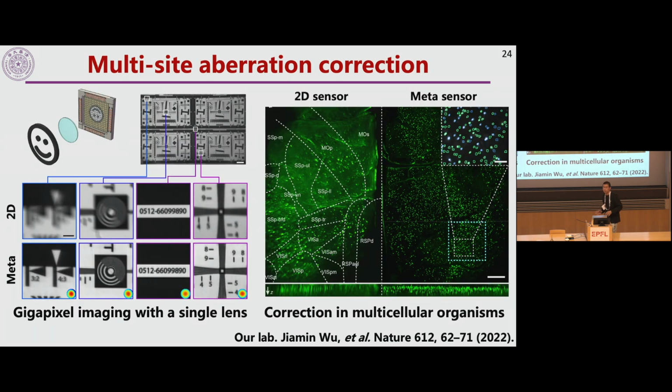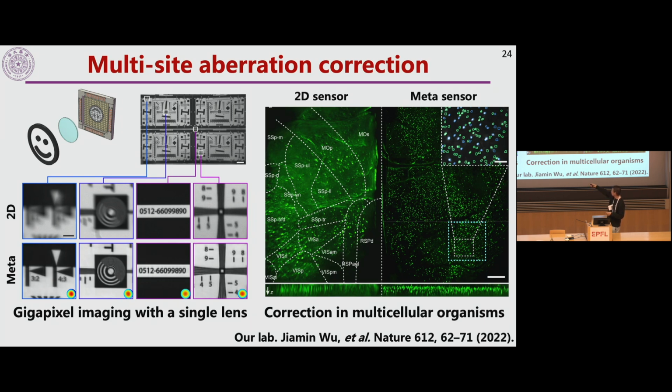As I mentioned before, we designed this technique to reduce the cost and size of the very large microscope. With this technique, we can achieve gigapixel imaging with only a single lens, and still maintain gigapixel performance. But with traditional 2D sensors, you can see in the center of the field of view it's okay, with quite good spatial resolution compared with the meta-imaging sensor.